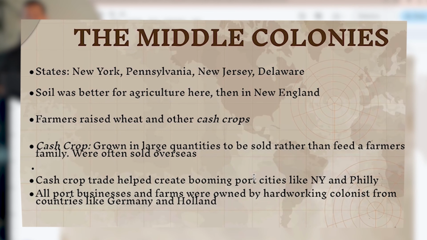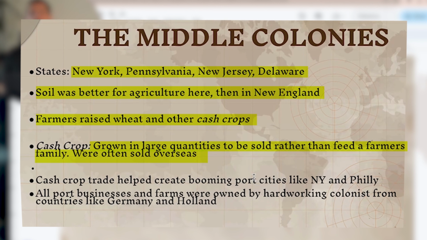The middle colonies consisted of New York, Pennsylvania, New Jersey, and Delaware. Soil was a little bit better for farming here. So farmers raised wheat in this area, which is known as a cash crop. So a cash crop is a crop that's grown in abundance specifically to be sold for profit. So in New England, those farms were super small, and really they were growing food just to feed their family. In the middle colonies, the farms were way larger, and it wasn't just to feed their families, but also to turn a profit and create some sort of business out of it.